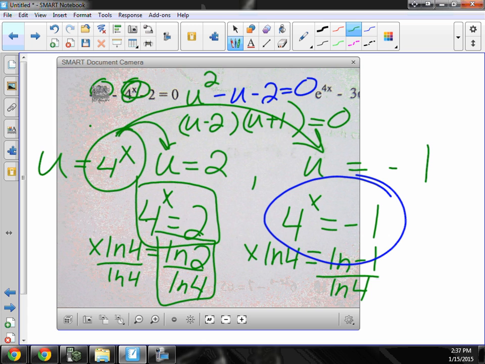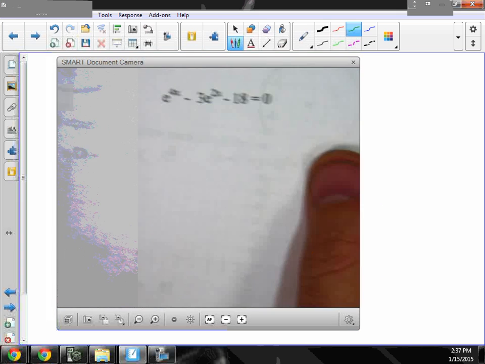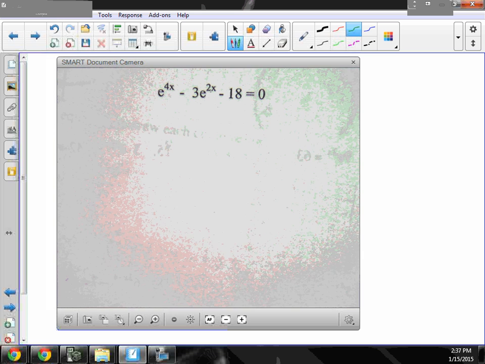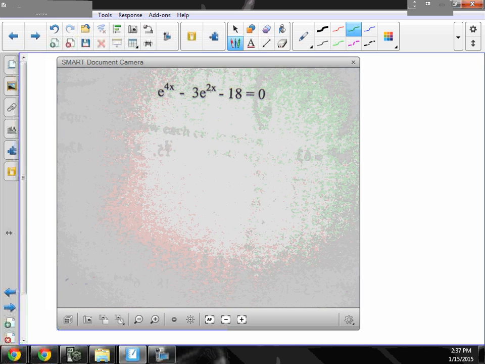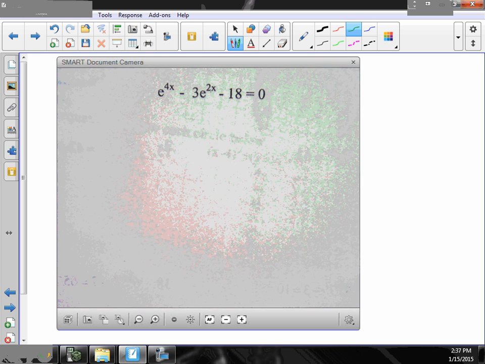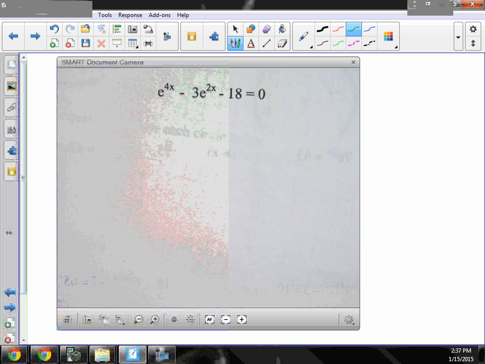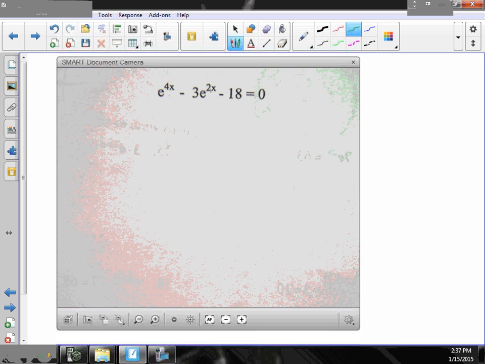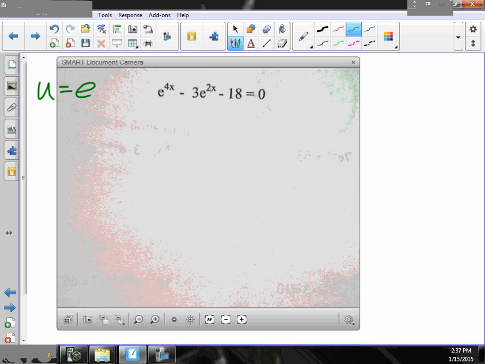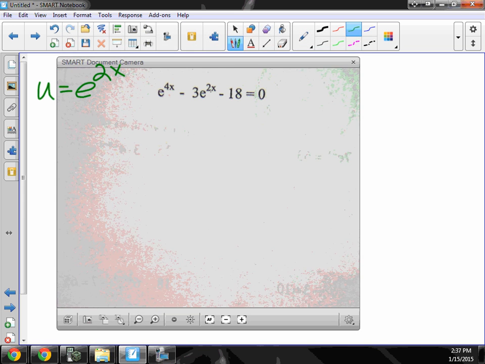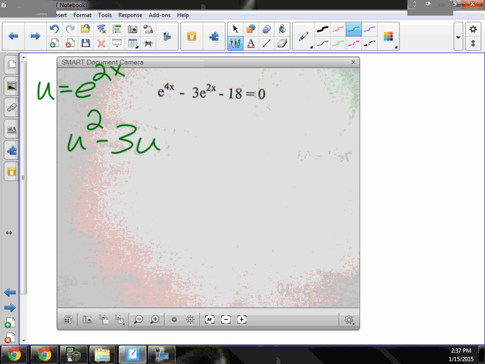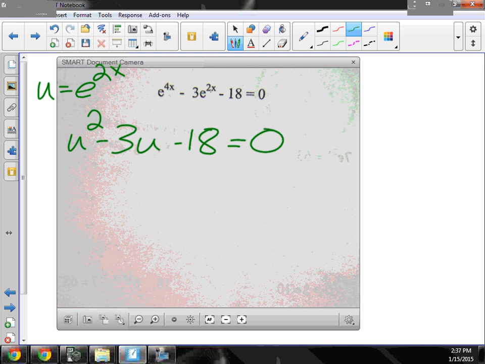Okay, so let's look at the second one. What am I going to choose as u? e to the 2x. Could I choose e to the x? I could. Then it would be u to the 4th minus 3u squared minus 18, which is going to make it a little bit harder than it needs to be. So I write u equals e to the 2x. So substituting in u, I get u squared minus 3u minus 18 equals 0.